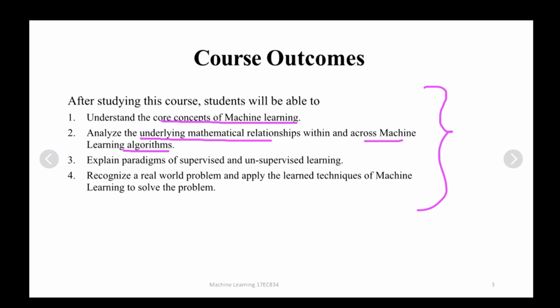The roles of machine learning algorithms is one of the outcomes, and you will be able to explain the paradigms of supervised as well as unsupervised learning. And you are capable of recognizing a real world problem where you can apply the techniques of machine learning to solve that particular problem. These are the four outcomes you can expect out of this machine learning course. So please take a screenshot if it is possible. Otherwise, anyhow I'll share the PPT so that you can have a look at the outcomes.